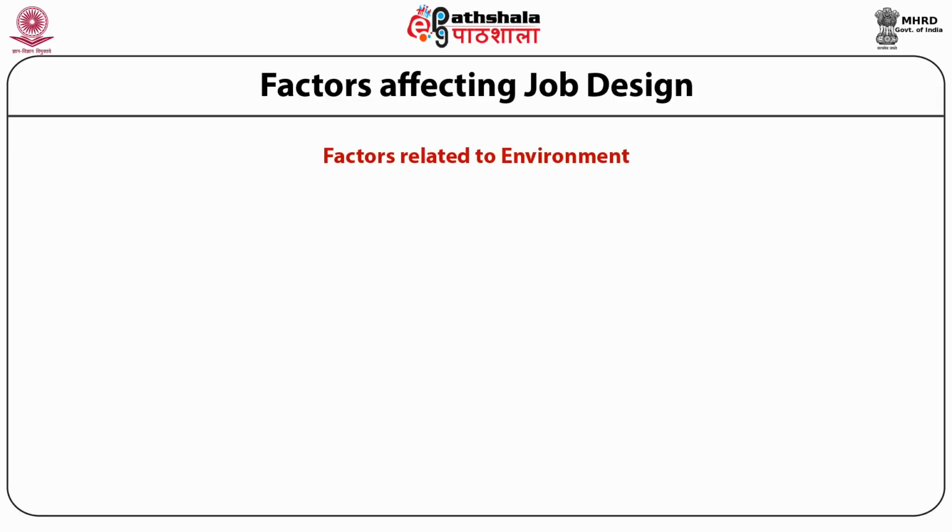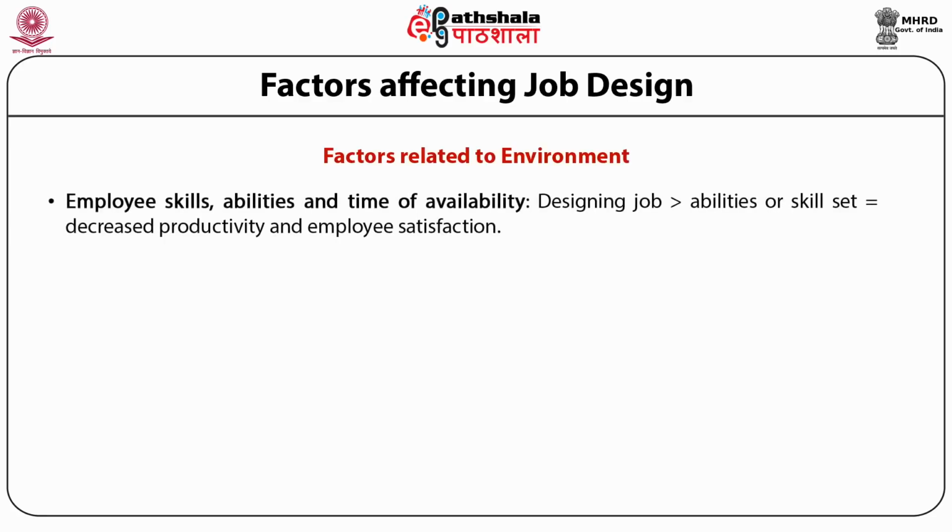These two factors may be, first, employee skills, abilities and time of availability. Employee skills, abilities and time of availability play a crucial role in job design. The above mentioned factors are taken into consideration for employees who are actually performing the job. Designing a job beyond the abilities or the skill set will lead to decreased productivity and decreased employee satisfaction.